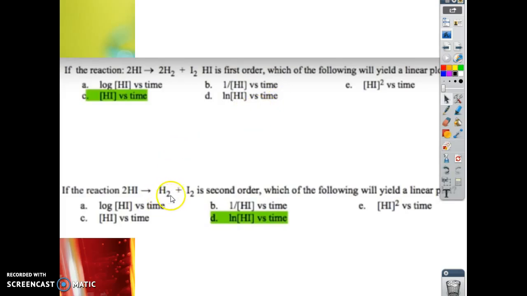How about this one? What if it was second order? Which would yield this linear plot? What do we think would make it linear? Well, second order has to be what? 1 over something. So it had to be B.